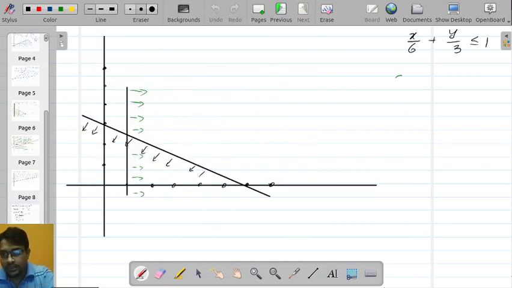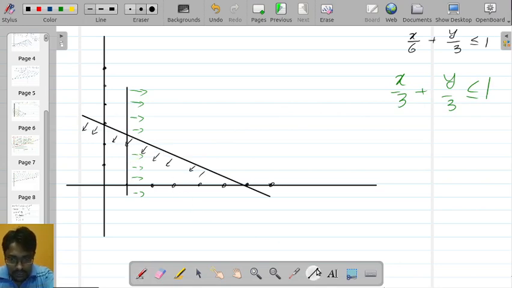So x plus y less than or equal to 3 means x by 3 plus y by 3 is less than or equal to 1. So again the origin satisfies this inequation. So let us plot this line first. The line will be 1, 2, 3. The line will pass through x equal to 3 and y equal to 3. So this is the line, and the origin satisfies this, so the region will be this region, the region which contains the origin.